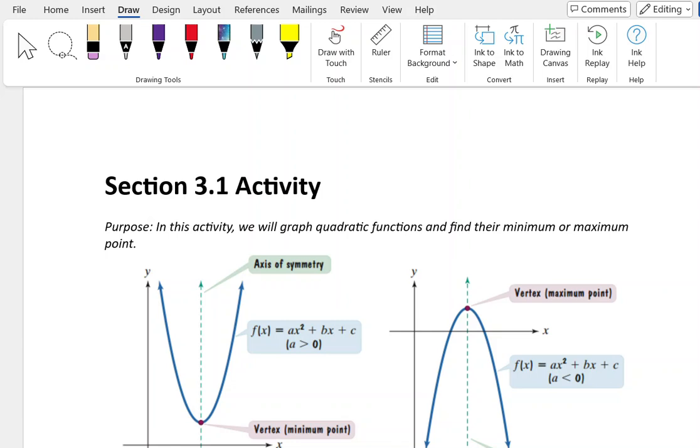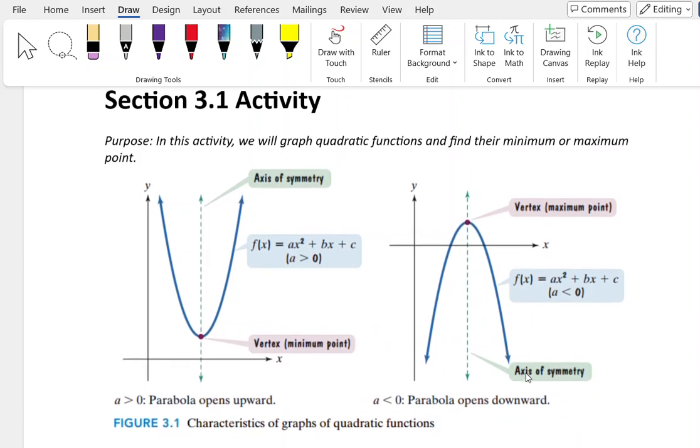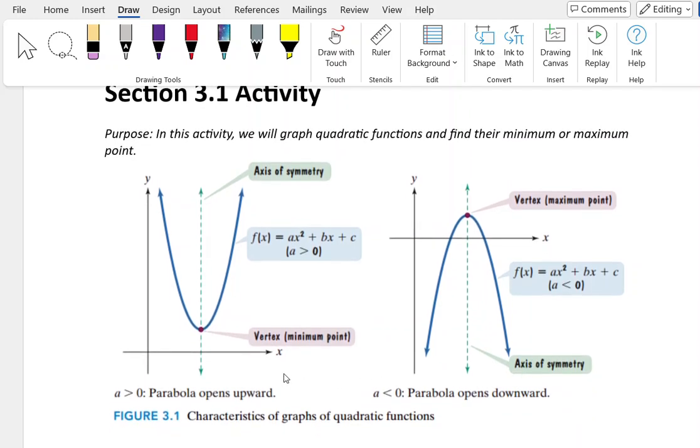In this video for section 3.1, we're going to look at the graphs of quadratic functions and their minimum and maximum points. This graphic here comes from the book, and it shows two parabolas or quadratic functions, and it identifies some key terms. The first is vertex.